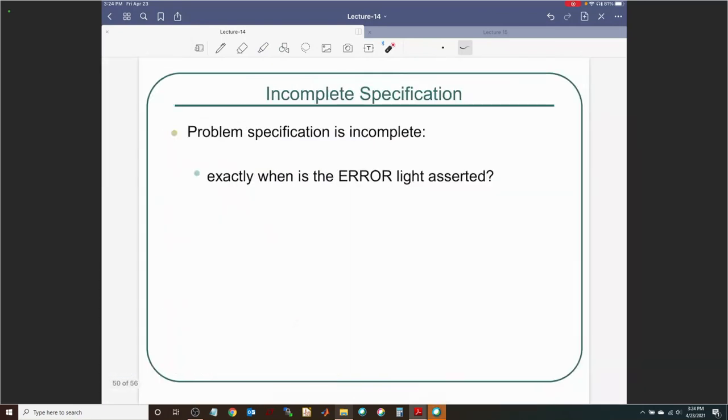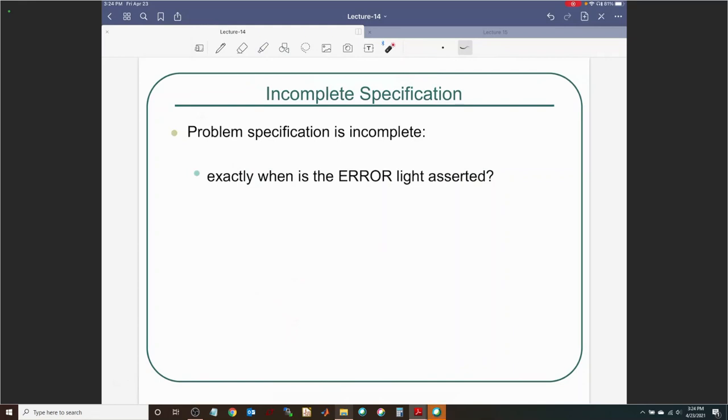All right, let's see. What is this incomplete specification? We have not talked about when that error light gets asserted. What do you think? When should it get asserted? After the first bit that is entered, after the second bit that is entered, or after the third bit that is entered?